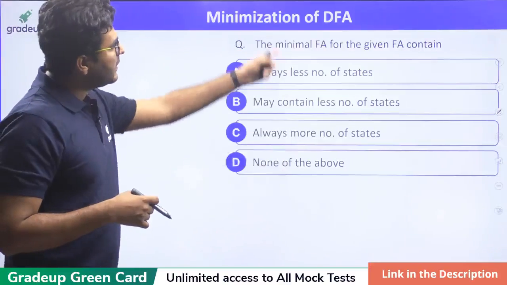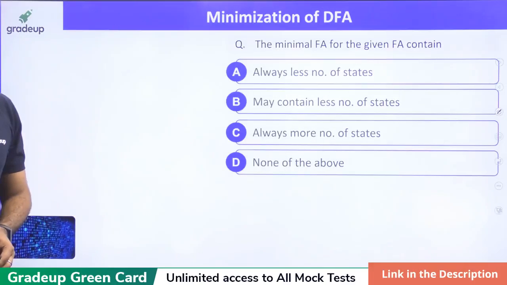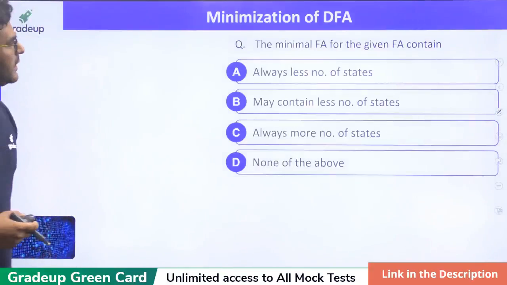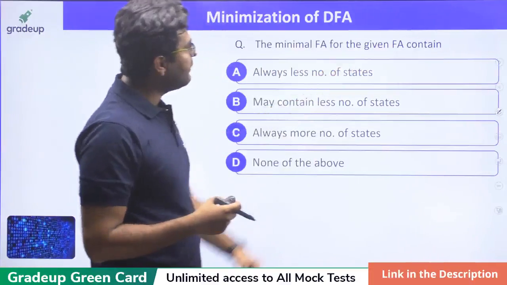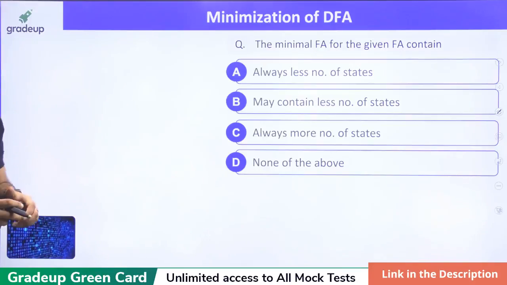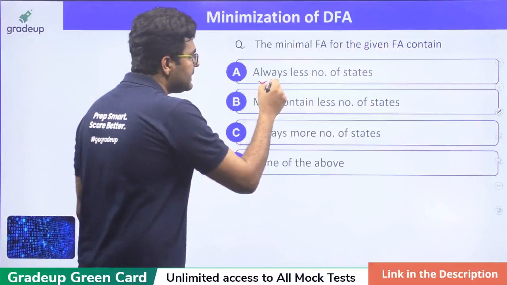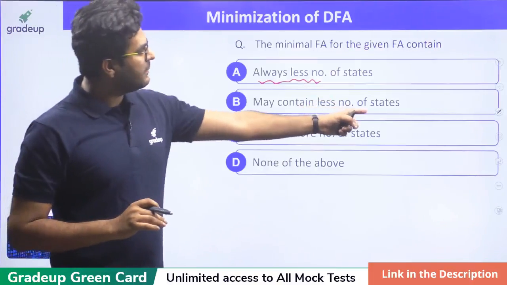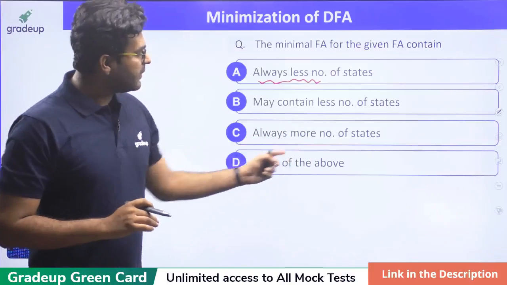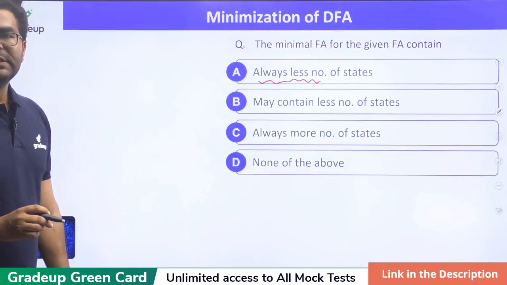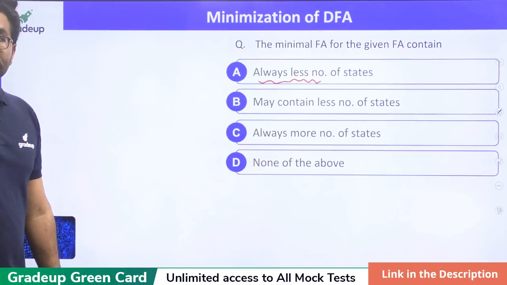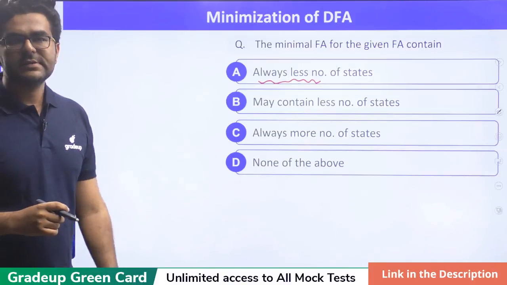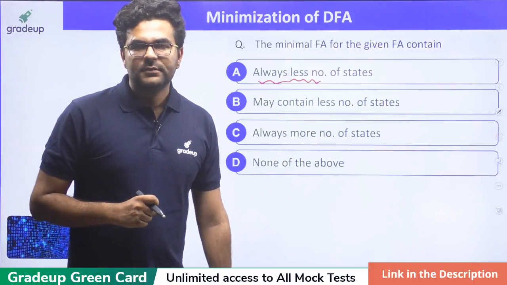First of all, just try this question. With the things I've already told you, are you able to solve this question or not? The question is: the minimal finite automata for the given FA contains always less number of states, or it may contain less number of states, or it can contain more number of states, or none of the above? Out of A, B, C, D, what should be the answer?